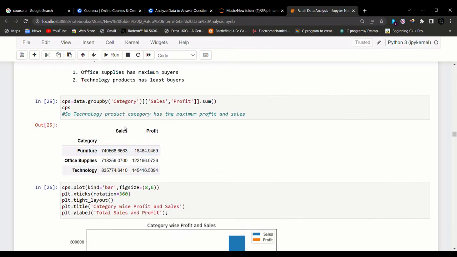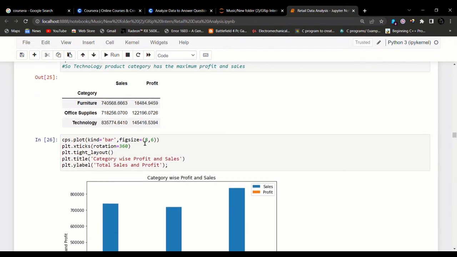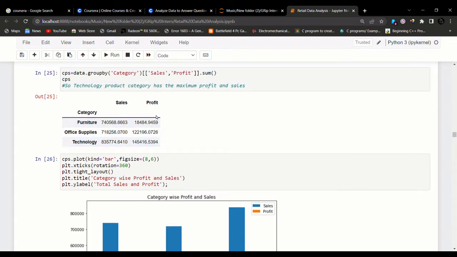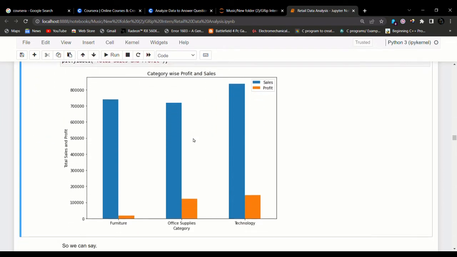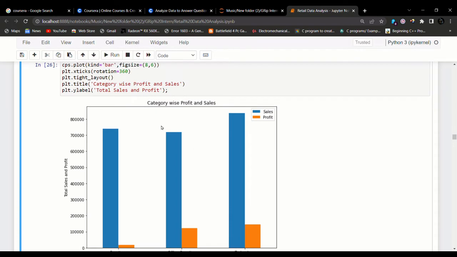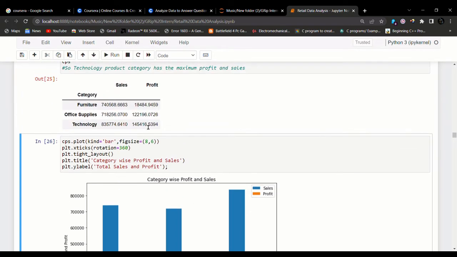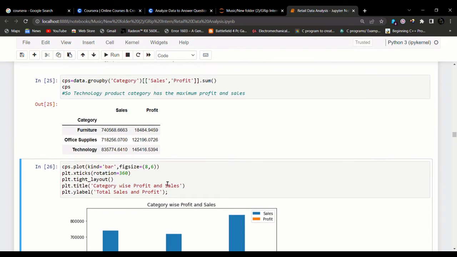And now grouping the sales and profit per category. As you can see here, furniture, office supplies, technology grouped in sales and profits, and the same has been displayed in a bar chart. Here is the bar chart of the category sales and profit.